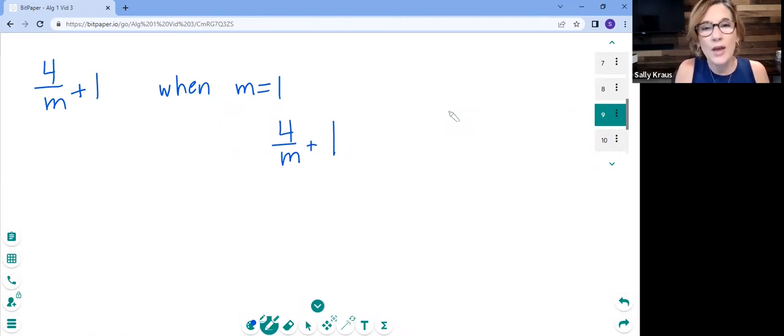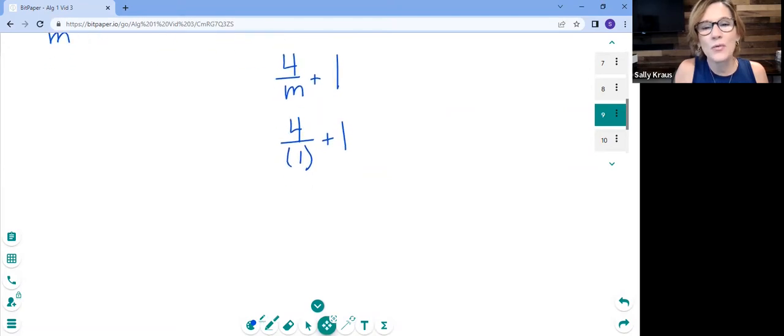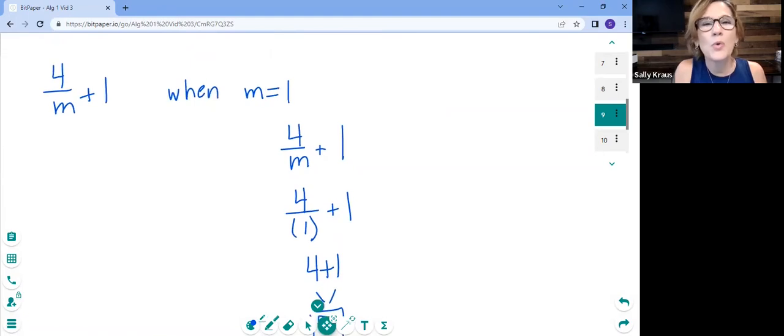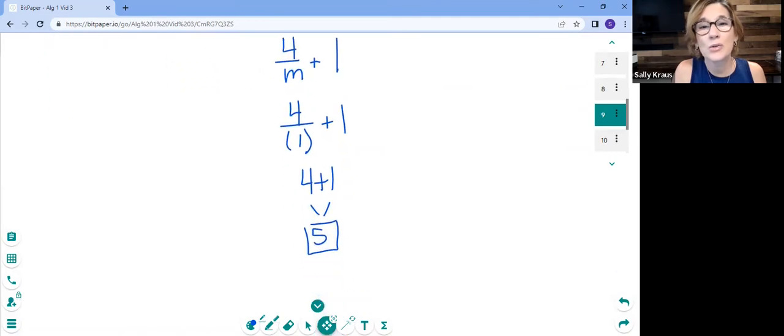And now instead of m, we're going to put in a 1. And I always plug in parentheses. It's a habit and it has served me well. So once we do that, 4 over 1 is just 4, plus 1, and that is 5. So when m is 1, this expression equates to 5.